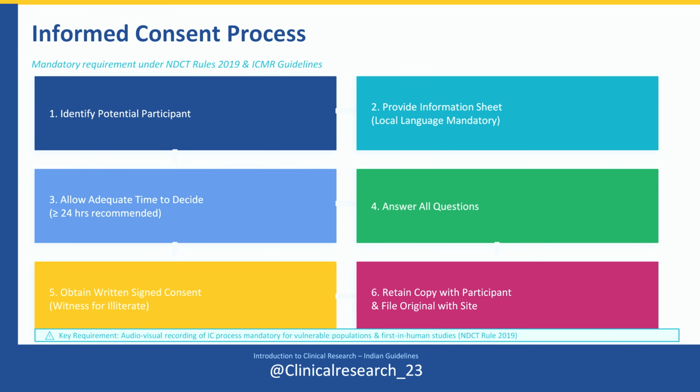Once identified, we need to provide an information sheet in the local language, which is mandatory. This ensures the participant understands what the study involves. Next, we give them adequate time to decide. At least 24 hours is recommended, so they can consider their participation carefully. When they're ready, we obtain their written, signed consent. If the participant is illiterate, a witness must also be present during this process.